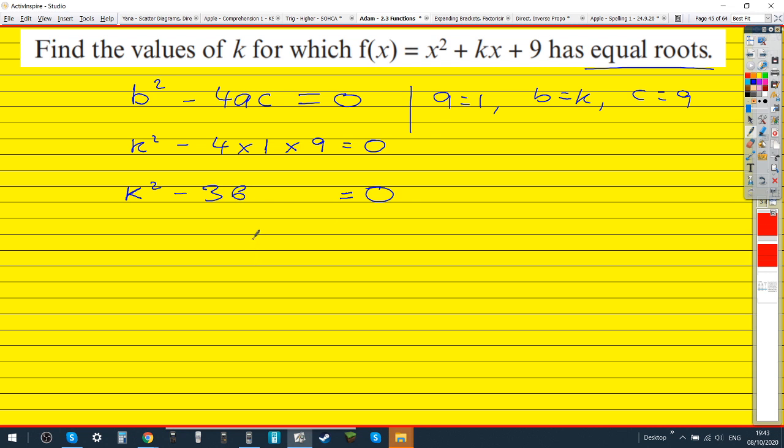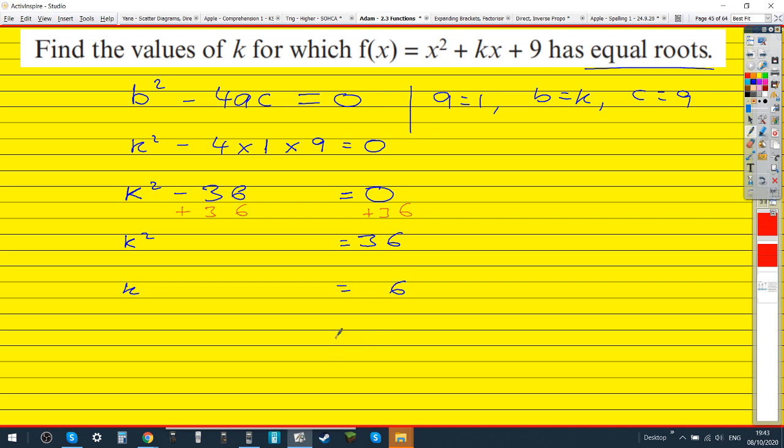And then we want to square root both sides. Get K squared by itself first. It'd be easier to add 36 to both sides. Oh, okay. So it'd be K squared equals 36, then you square root both sides. So K would be 6.